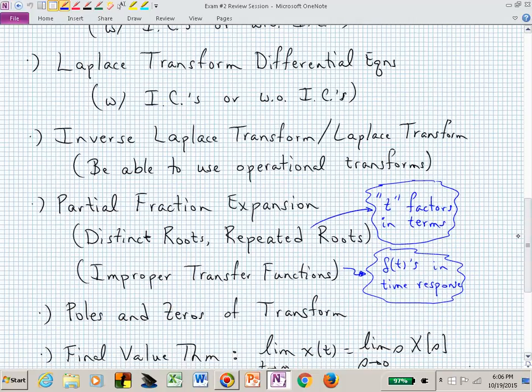So you need to be able to Laplace transform differential equations. You need to be able to go back and forth by inverse Laplace transforming or Laplace transforming. You need to be able to do partial fraction expansion with distinct roots, either real or repeated, and repeated roots with real or repeated, and a table, and there's others.